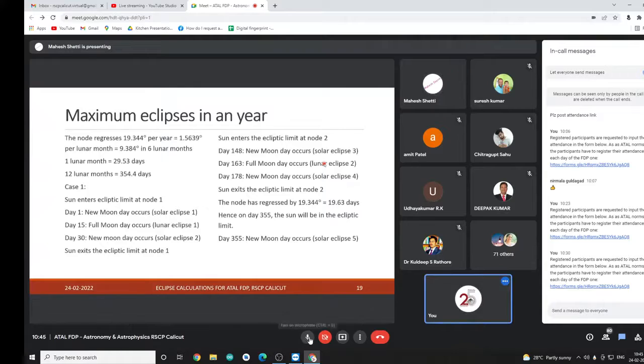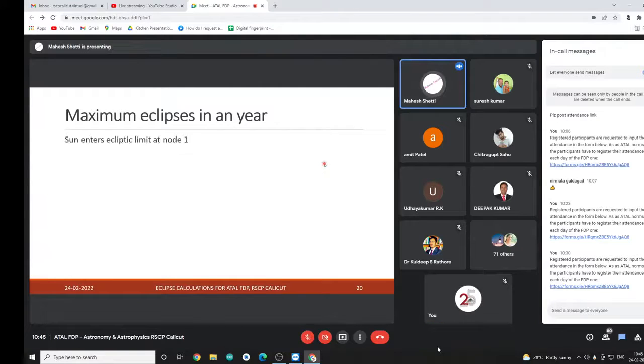Thank you. So maximum eclipses in a year, second case we are now talking about. So Sun enters the ecliptic limit at node 1, and instead of new moon day, the full moon day has occurred. So day 1, let us suppose is a full moon day and lunar eclipse 1 takes place. Day 15, Sun is still going to be inside the ecliptic limit. The new moon day has occurred and solar eclipses have happened.